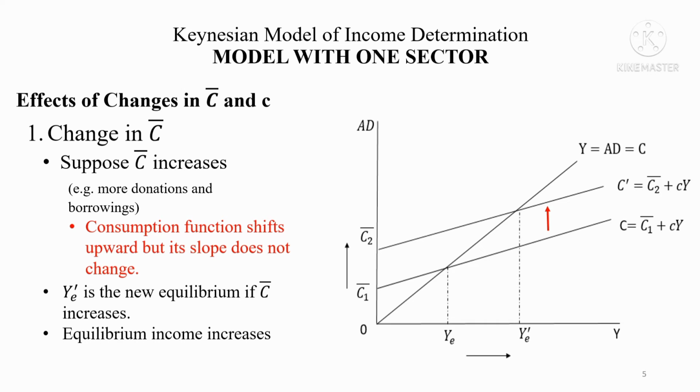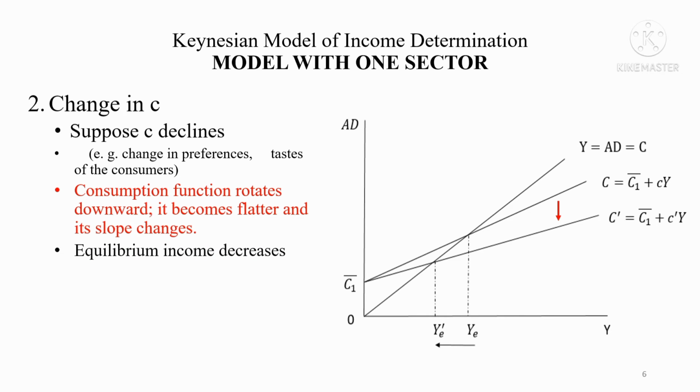To illustrate this situation graphically, we can see an upward shifting of the consumption line, from C bar 1 to C bar 2. In effect, the new equilibrium is YE prime. The consumption line shifts upward, but its slope does not change.